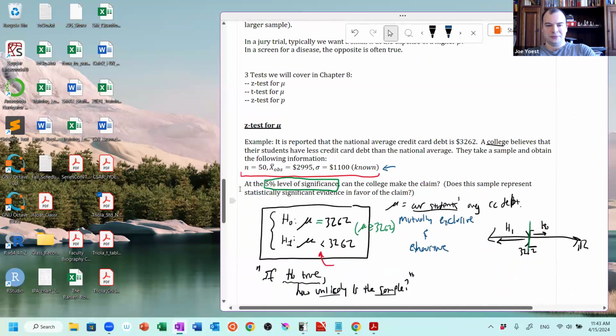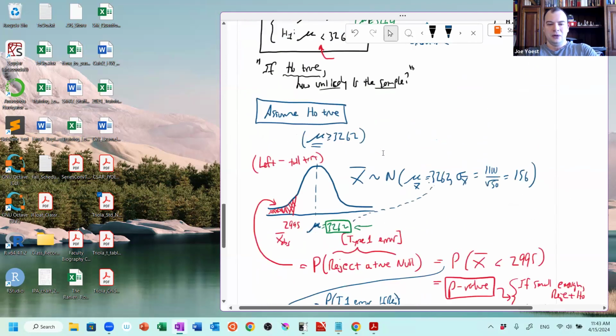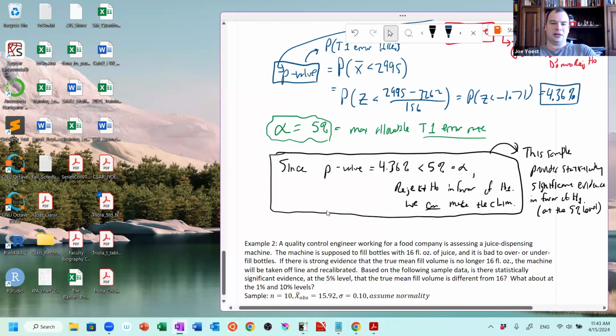So this sample by itself, just looking at these three numbers, isn't really enough for us to make the claim. We can't just say, because X bar observed is less than the mean we're testing against, we can make the claim, because that could have occurred by sampling error. What we've shown here is that it's sufficiently unlikely for that to have just occurred by sampling error that we should feel confident making the claim, and that it's not likely to be just sampling error at play here. There's likely to be something systematic at play here.